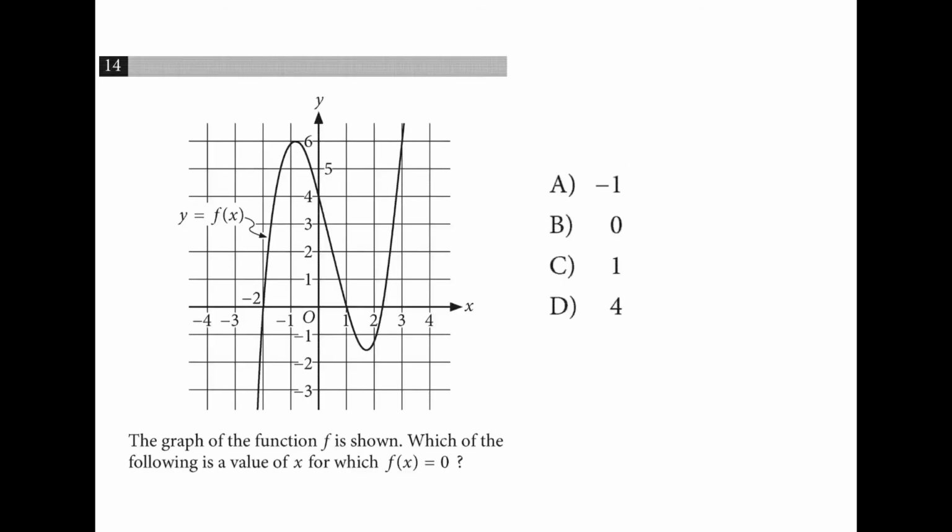What value of x is f of x equal to 0? So they're saying x equals blank when y is equal to 0. So y is equal to 0 at these 3 points. That's -2, 1, and 2. The only one that shows up here is 1.